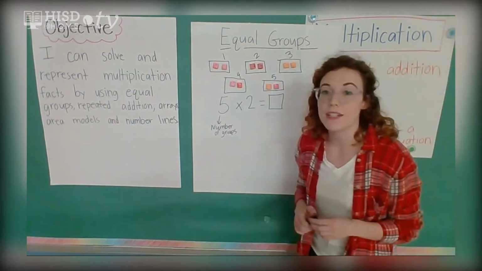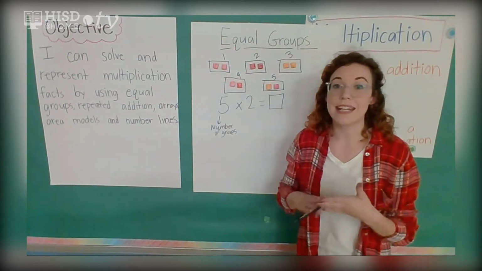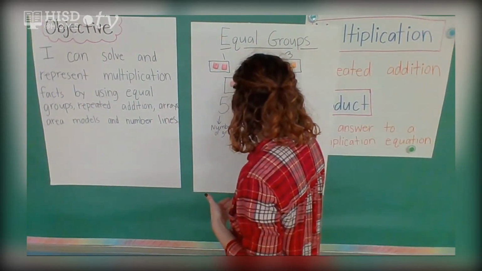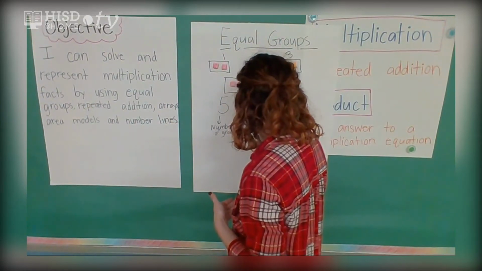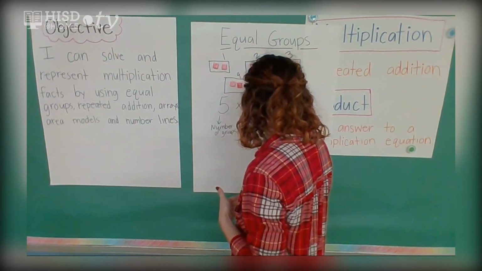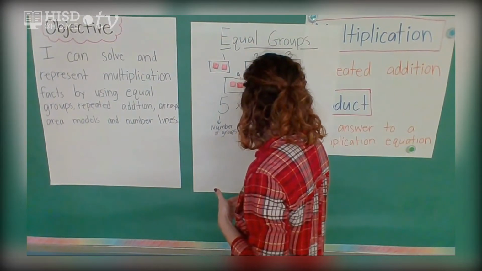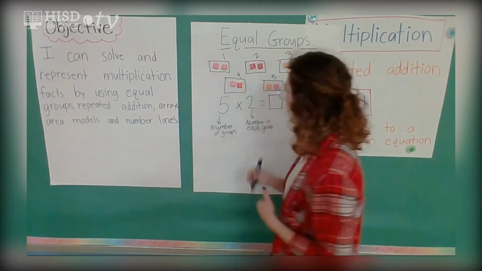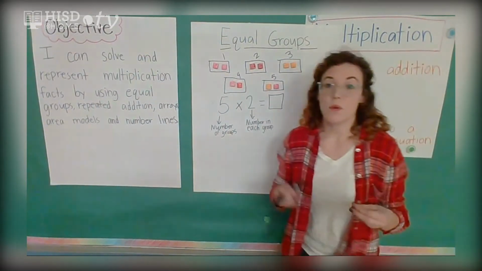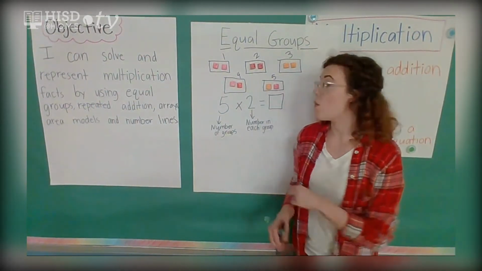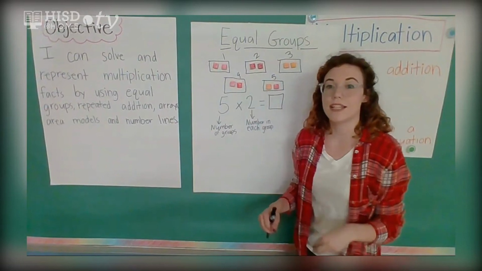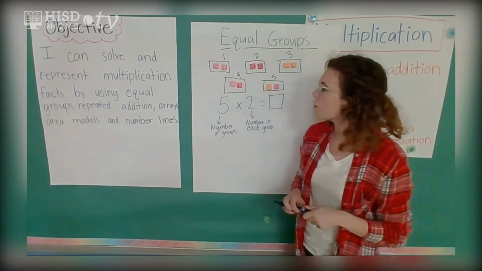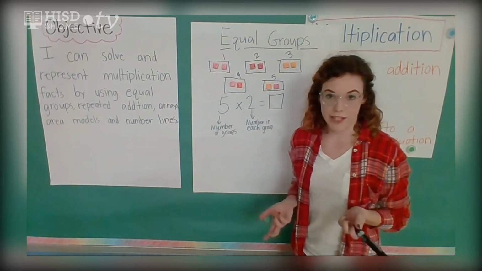And the 2 represents the number in each group. So the first number, when we're doing the group strategy, is always the number of groups I have. The second number is how many are in each group. Well, now I have my multiplication equation.